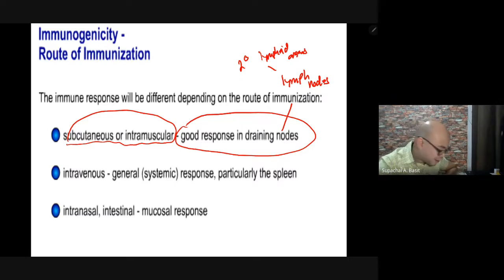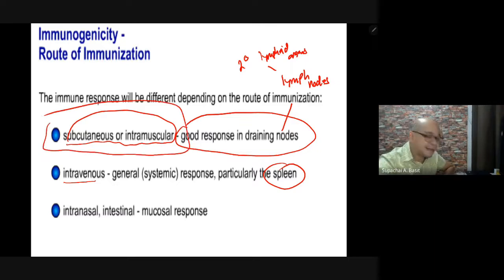If the antigen is administered intravenously, there would be a general or systemic response, particularly through the spleen. Though intravenous inoculation is not really that common because it's much more difficult, and subcutaneous or intramuscular would have a proper response. So, particularly during mass immunization, it would be better to do subcutaneous or intramuscular.